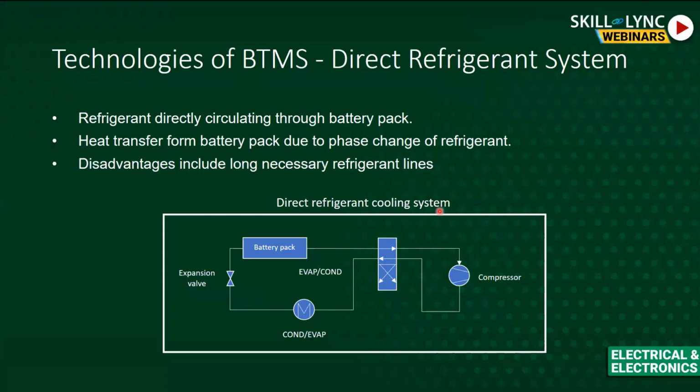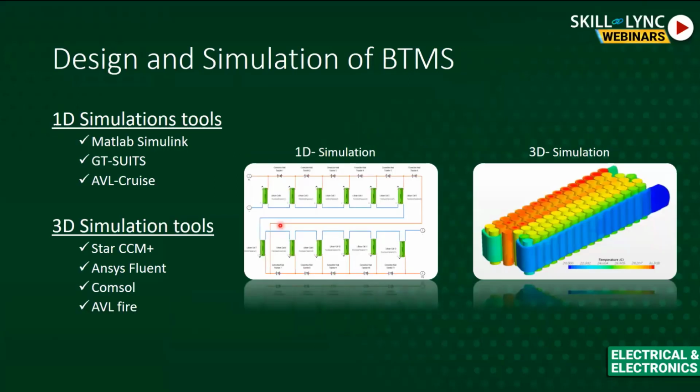As we can see, there is a loop of refrigerant going through the same cycle: compressor, condenser, expansion valve, and instead of exchanging heat with the coolant, we are directly sending it into the battery pack. It's a concept-level thing. Generally, in industry, people don't use the direct refrigerant cycle, for obvious reasons. So now we will see how a battery thermal management system is designed and simulated.